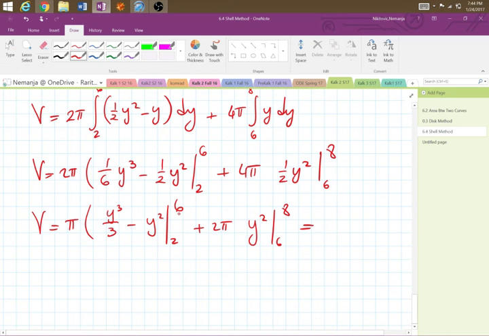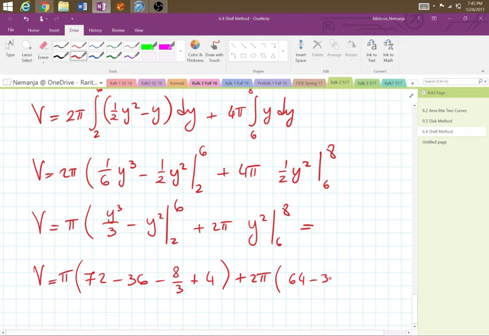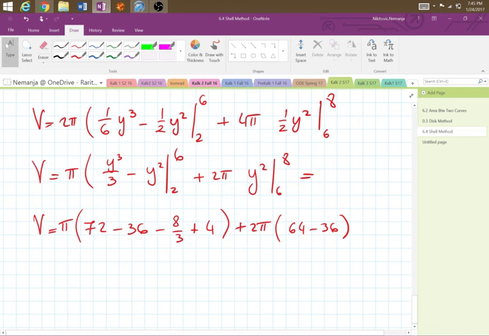So plug in 6. When I plug in 6, I get 36 times 72, minus 36. Plug in 2, it's 8/3 plus 4. And then we have plus 2 pi, 64 minus 36.